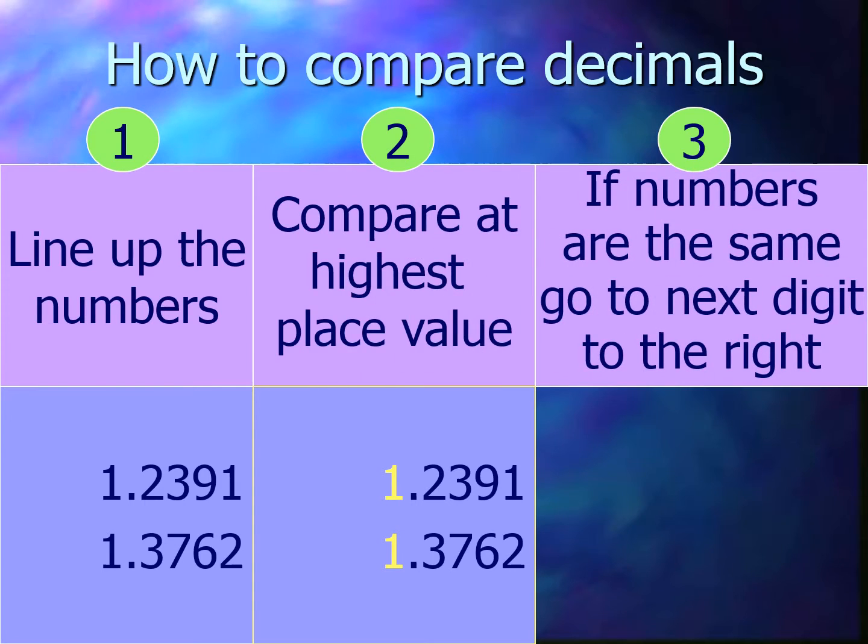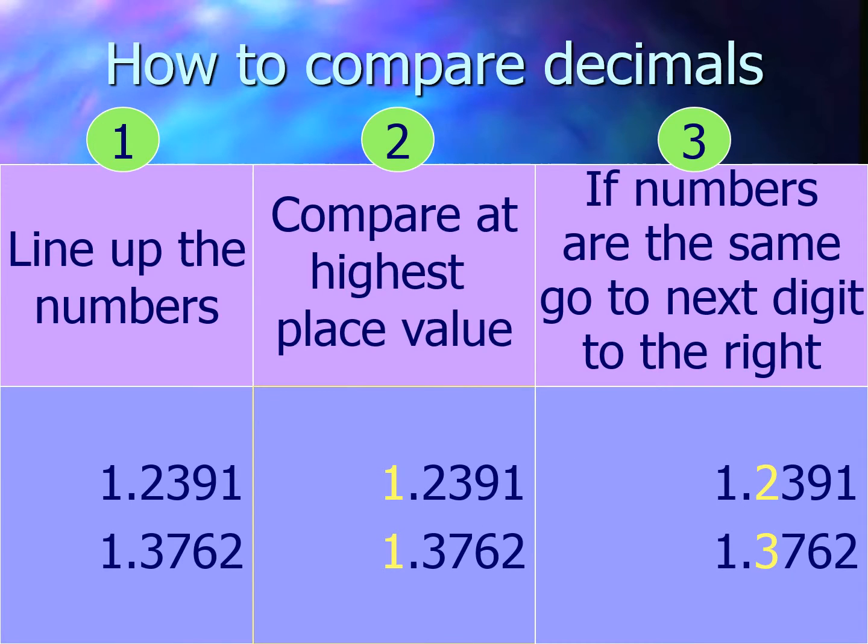And the last step, if the numbers are the same, which as we see here the ones are the same, they're not going to tell us which number is greater than or less than, so we would go to the next digit to the right, in this case the tenths place. We see here that the 3 is greater than the 2. So 1 and 3,762 ten-thousandths is greater than 1 and 2,391 ten-thousandths.